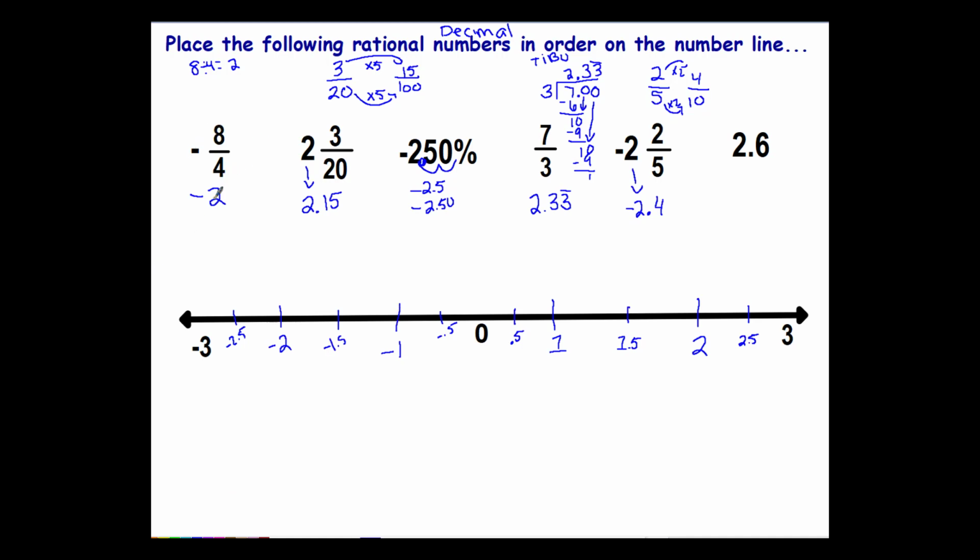My -8/4, well, that equals -2. So that one is right here. I'm going to plot that in. And I'm going to write my rational number, -8/4.